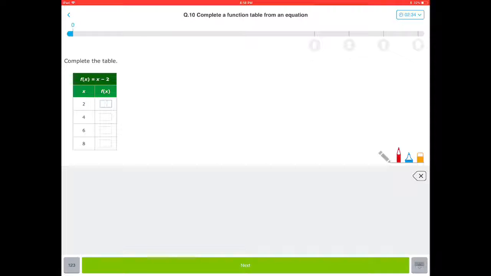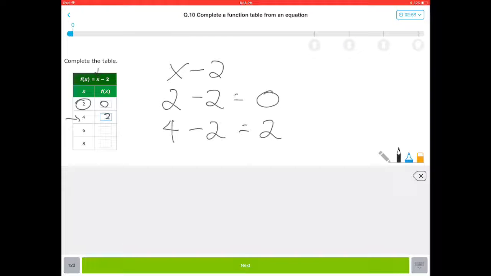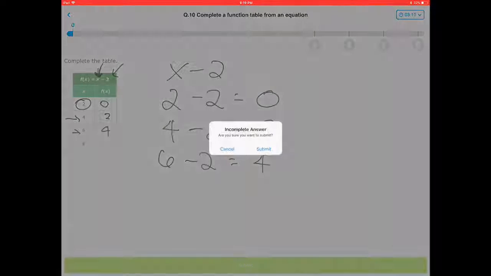Okay? Same thing here. What are you doing to your x? You're going to take away 2. Take your x and take away 2. What's my first x? 2. Take away 2. 0. So that's 0. Okay, what's my next x? 4. What are you going to do? Take away 2. It equals 2. So this is 2. Okay, what's your next x? 6. What do you do to your input? You take away 2. That's 4. Okay? All right, so we're done with that one.